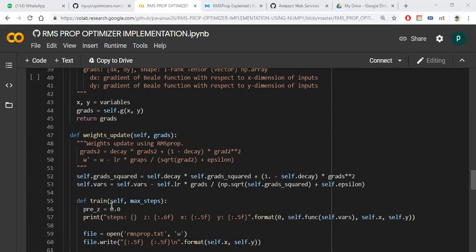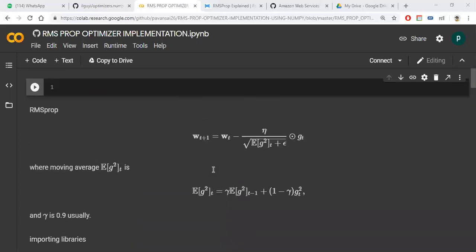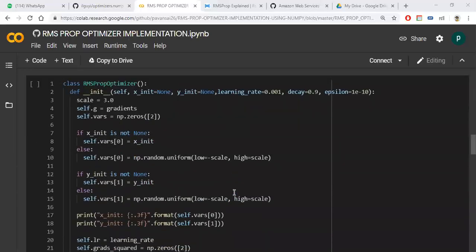So you know the formula of weight update: W t plus 1 equals W minus learning rate into gradients by square root of the squared gradients plus epsilon. You see, you know that formula. This is the formula, and this is the square of the gradients. How do I implement this? So I am implementing this formula.